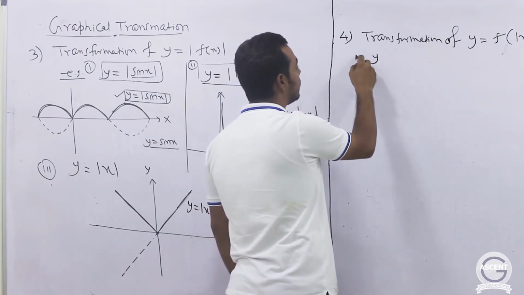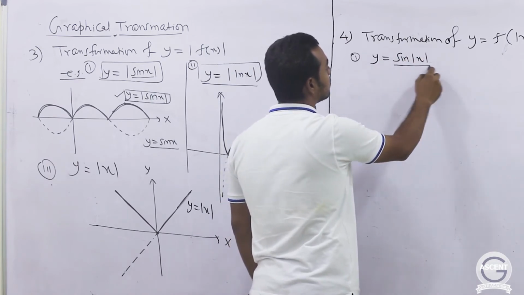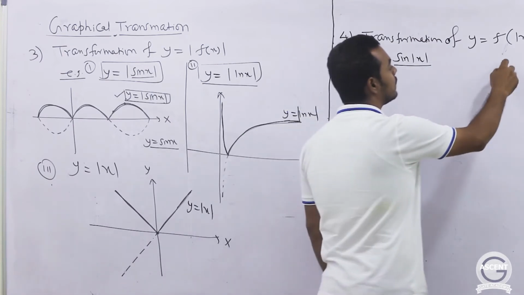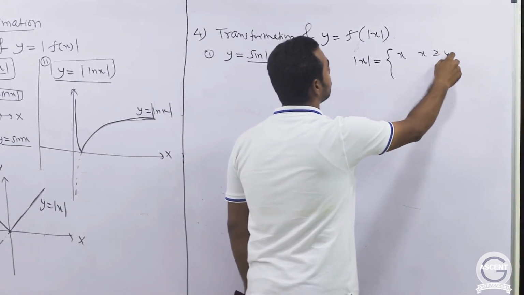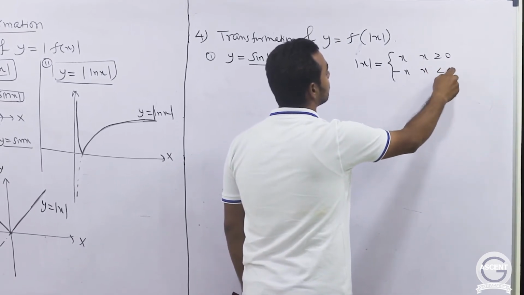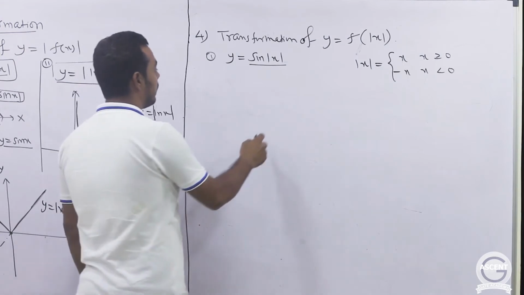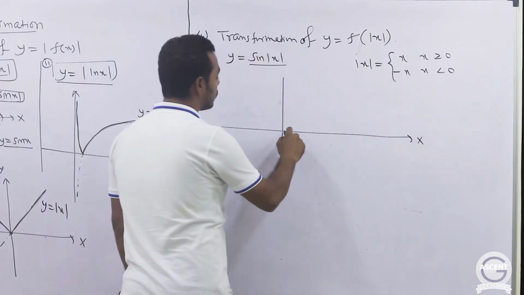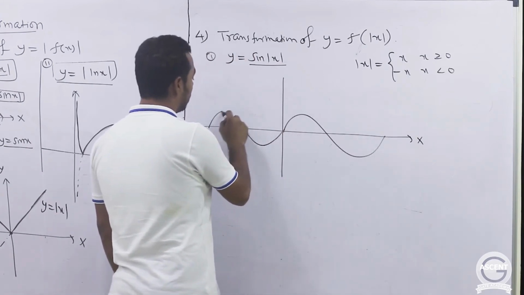Again we will see this with the help of an example. Suppose we have y equals sin of mod x. Mod x is defined as: mod x is x if x is positive, minus x if x is negative. So the first step here will be to draw the graph of the function sin x. This will be your graph of the function y equals sin x.